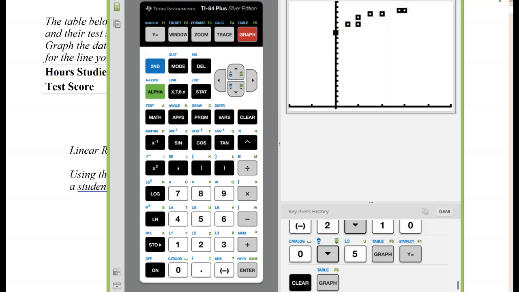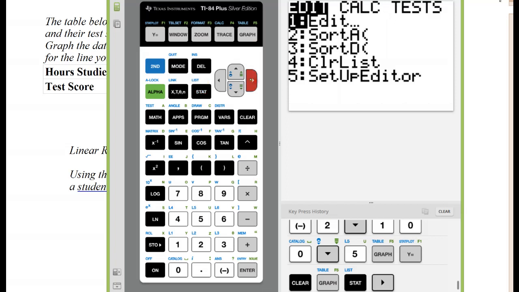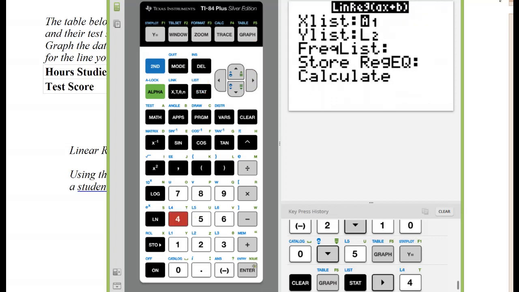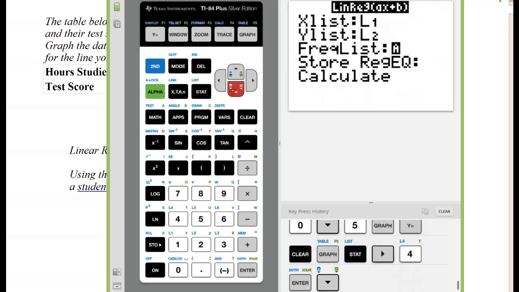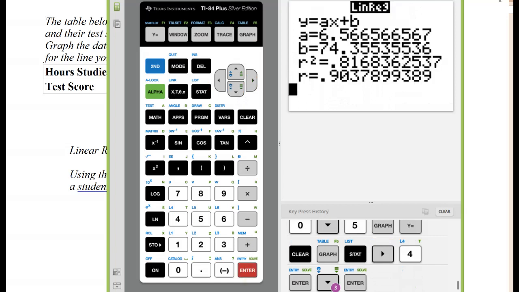Now the linear equation. So go back into stat, go over to calculate, pick 4, linear regression, and hit enter. All right, so my R is 0.9. So 0.9 is an okay fit, not a great fit. It's better than I thought it was going to be.